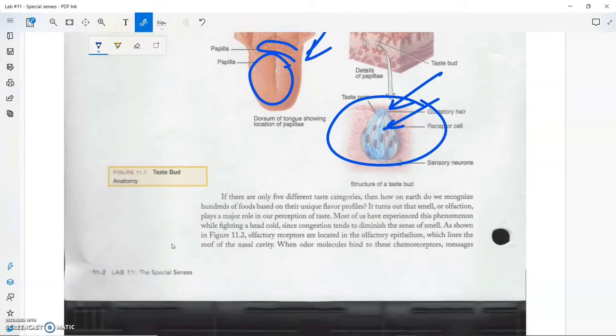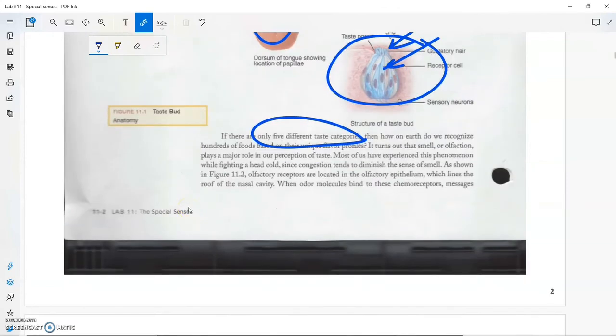So there are 5 different tastes: sweet, sour, salty, bitter, and umami. Sweet, sour, salty, and bitter are usually easy to understand. Umami is the taste of protein, a savory taste. So smell as well as taste are both necessary to fully appreciate food.